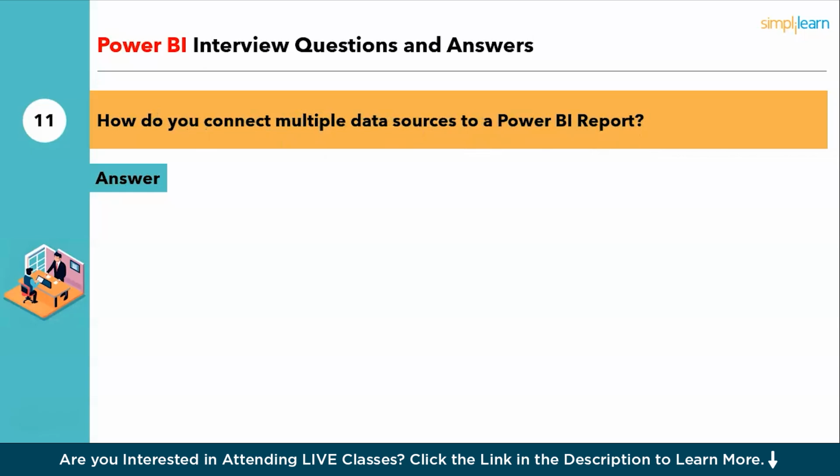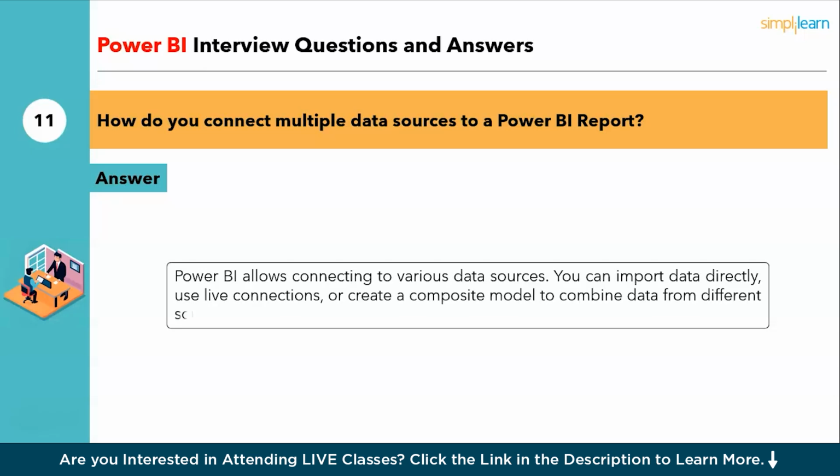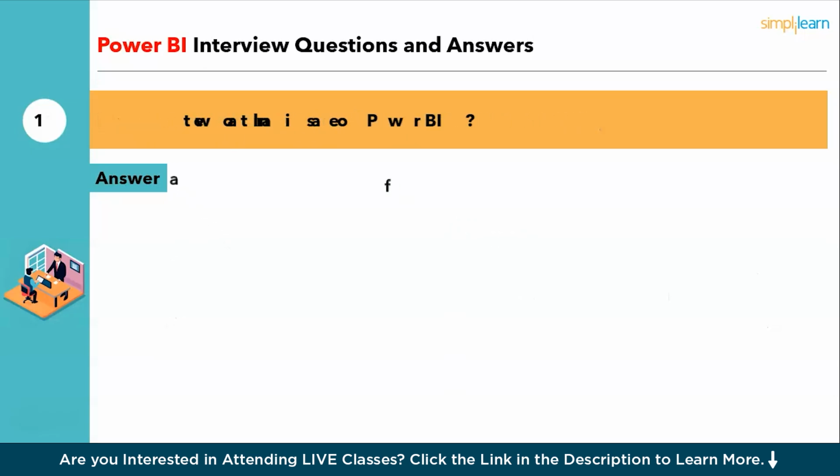How do you connect multiple data sources to a Power BI report? So the answer is Power BI allows connecting various data sources. You can directly import, use live connections, or create a composite model to combine data from different sources. So this is not just the Power BI desktop where you're importing data. It's related to the real-time dashboard report. So if you have a report and you need to connect some external source, some real-time streaming data, you can do that using live connections and APIs. Now let's move on with the next question.